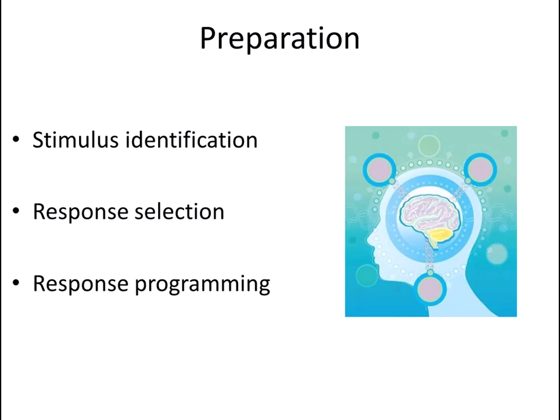The next is response selection. This means that they have to be able to cognitively choose the correct response based on what you're asking them to do. And finally, the last step is called response programming, where they've selected the program that they want. Now they have to be able to do it, have it run in their brain.